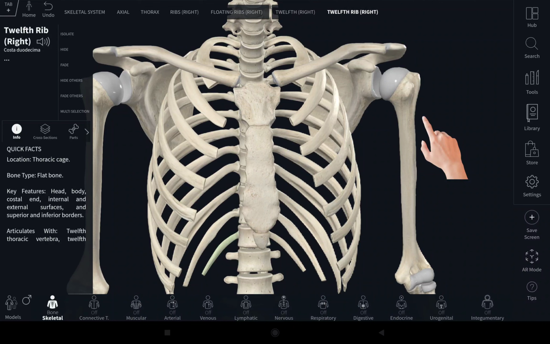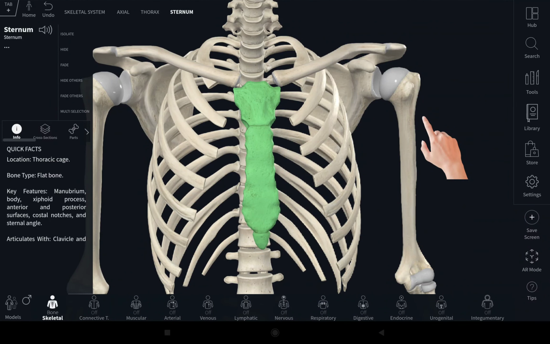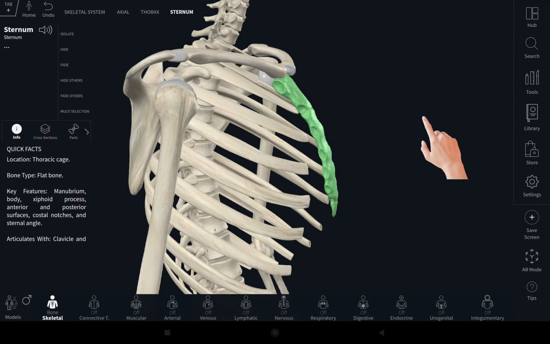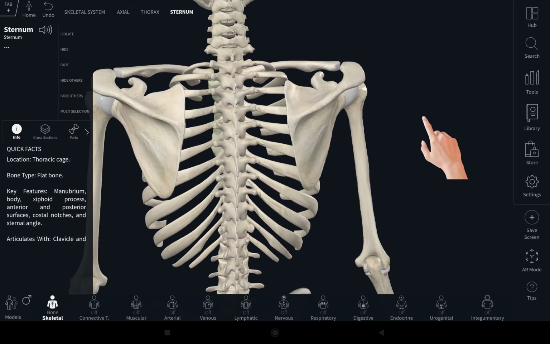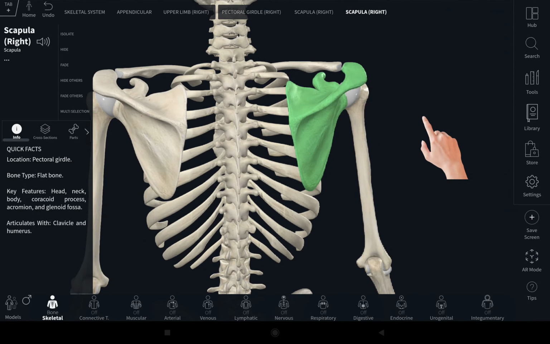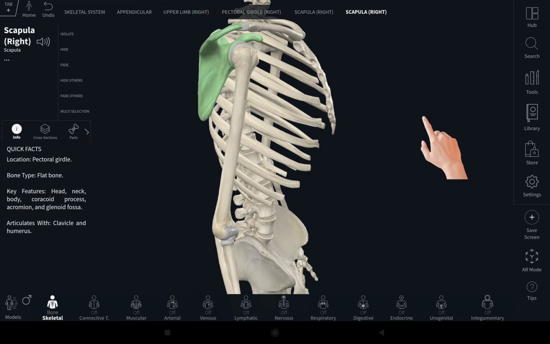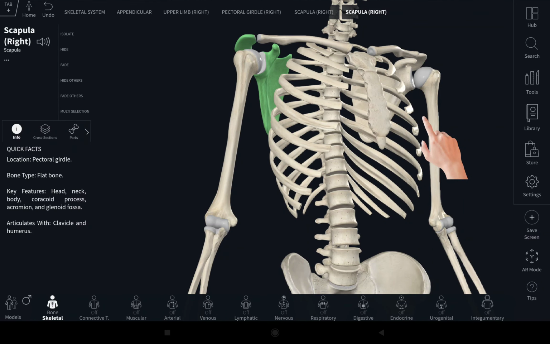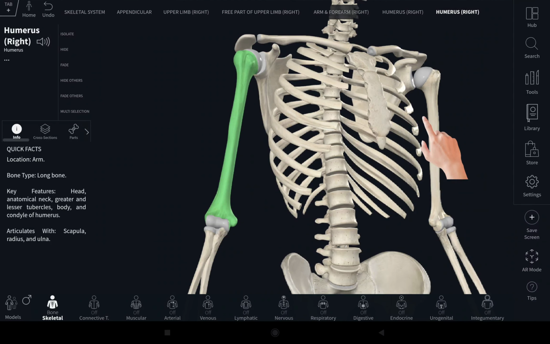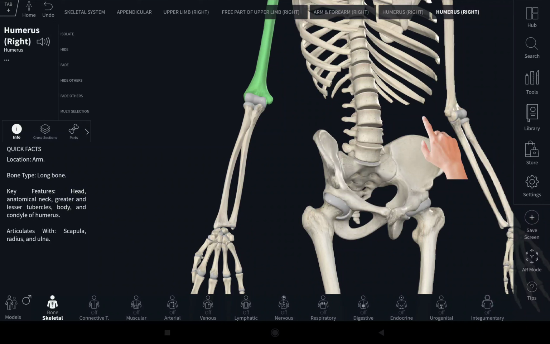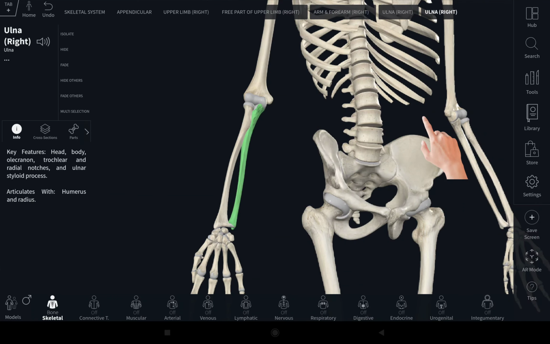In the middle portion of your chest, there is another bone which is called the sternum. On both sides of your upper back, there are two bones which are called the scapula. This is the scapula of the left side and this is the scapula of the right side. The first bone of your arm is the humerus. Your forearm bones are two in number. The outer one is called the radius and the inner one is called the ulna.